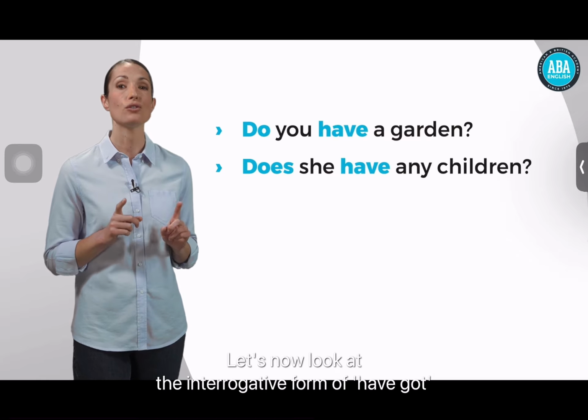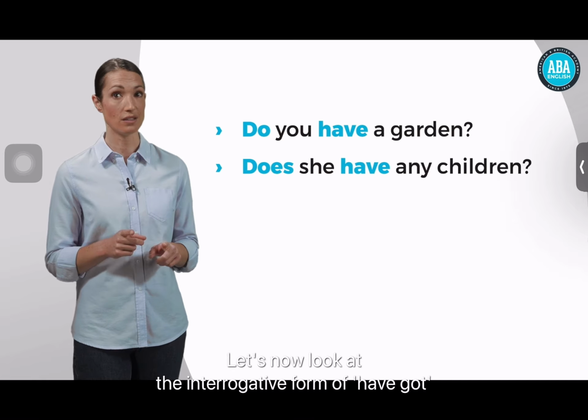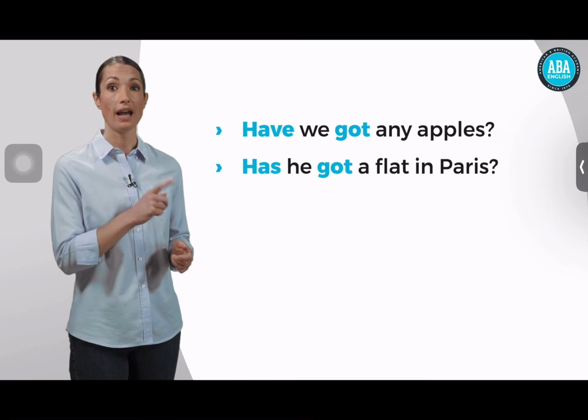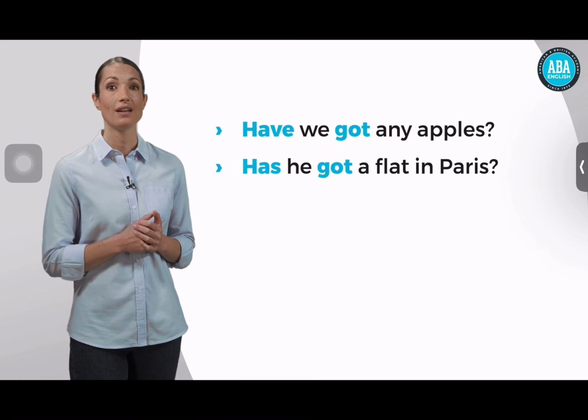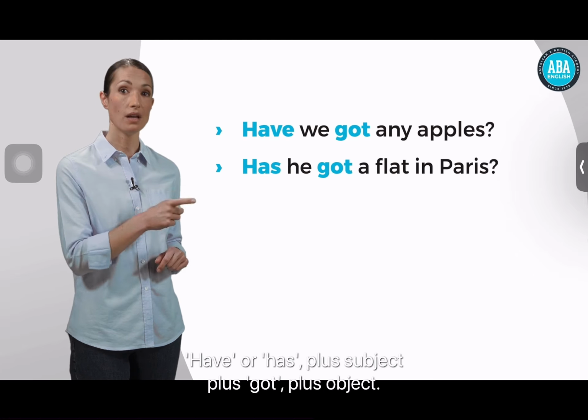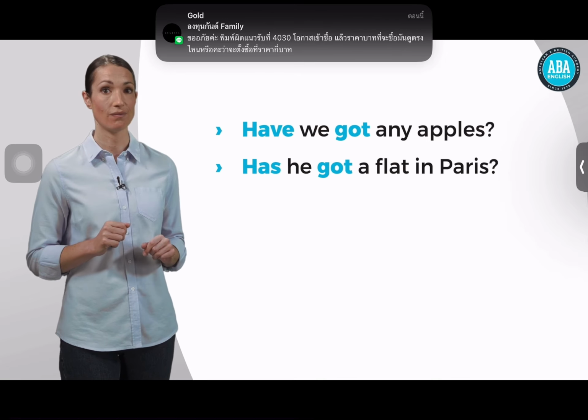Let's now look at the interrogative form of have got with some examples. Have we got any apples? Has he got a flat in Paris? The structure is have or has plus subject plus got plus object.